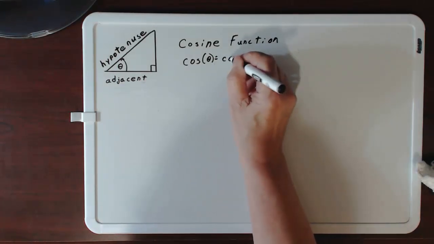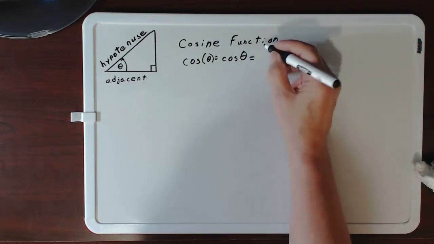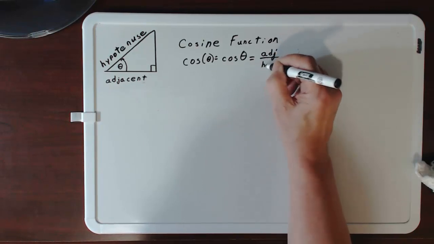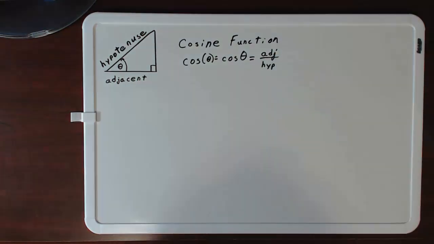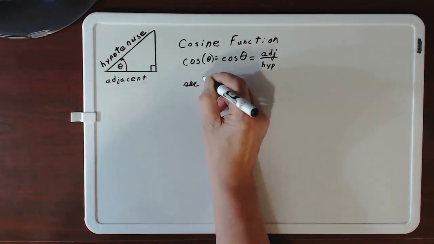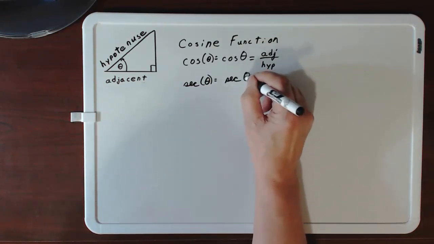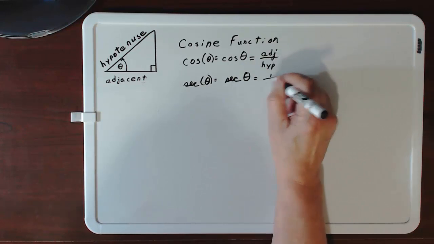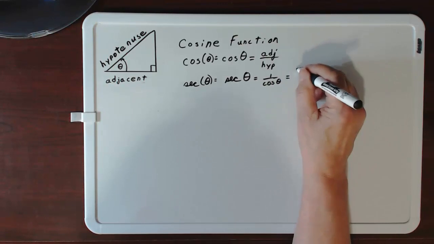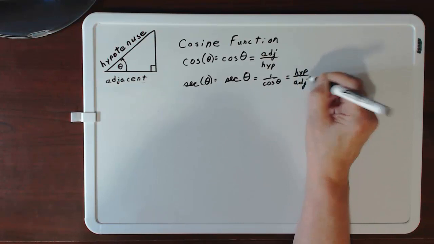We usually write it without the parentheses, cosine of theta. It equals the ratio of the adjacent side to the hypotenuse. The cosine function has a partner called the secant of theta, written SEC theta. It equals 1 over the cosine of theta, which equals then the hypotenuse divided by the adjacent.